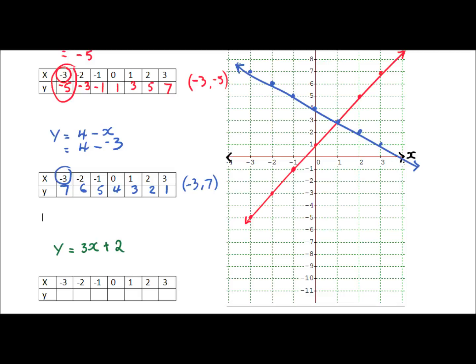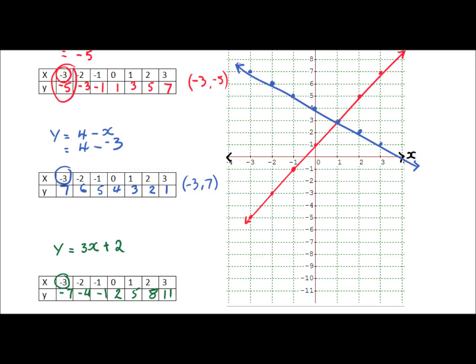If y equals 3x plus 2, I'm going to use once again -3. I'm going to do a little bit in my head this time. So 3 times -3 is -9, plus 2, -7. 3 times -2 is -6, plus 2, -4. -1, 0, it's going to be nice and easy. 3 times 1, plus 2, 5, 7, 8, 9, well that's going to be 11.